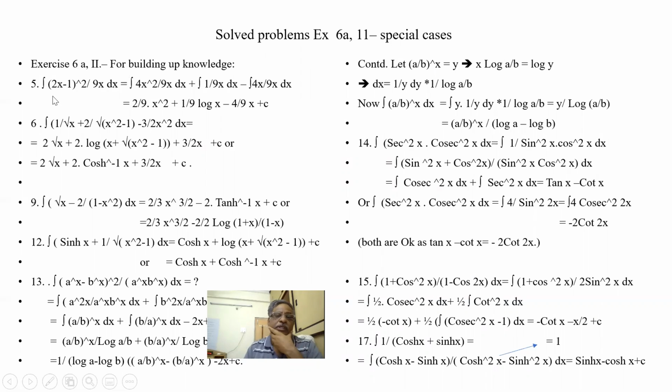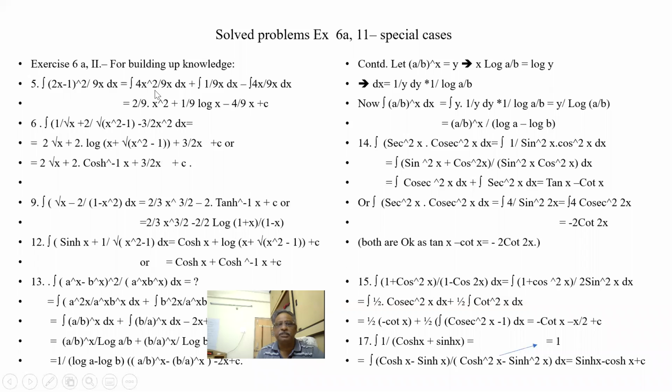Problem number 5. Integration of (2x minus 1) whole square by 9x dx. This I am separating, because I want it to be in the form of x. So I am expanding this and putting 9x in the bottom. So when I am dividing, I am getting 4x square by 9x, that is 4 by 9 x.